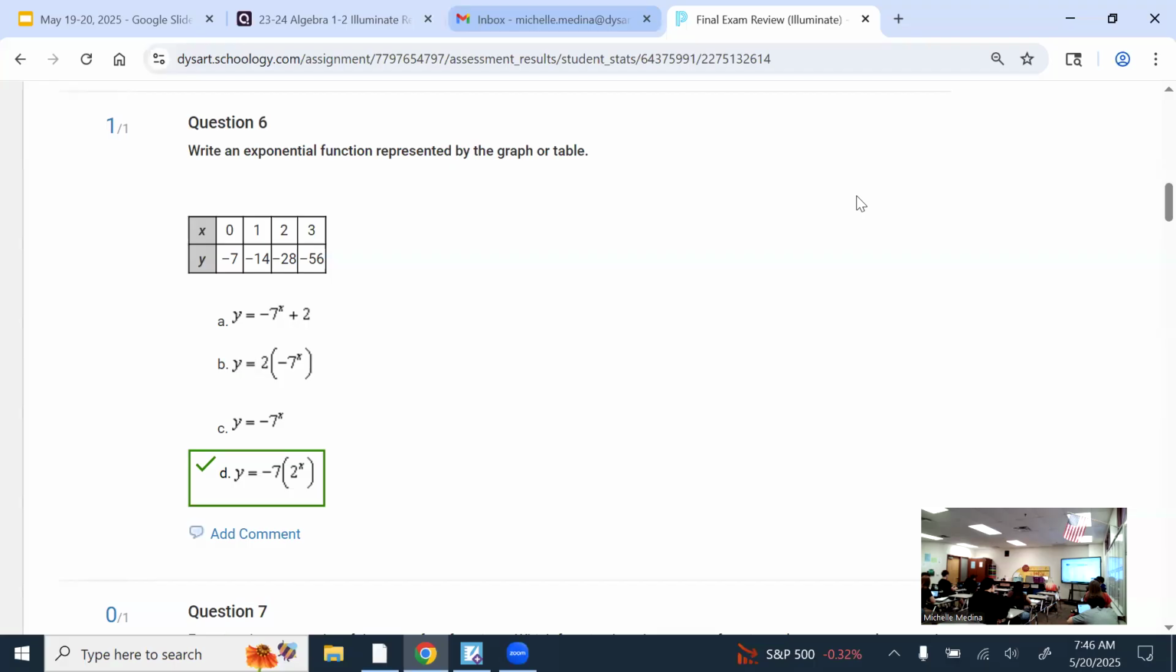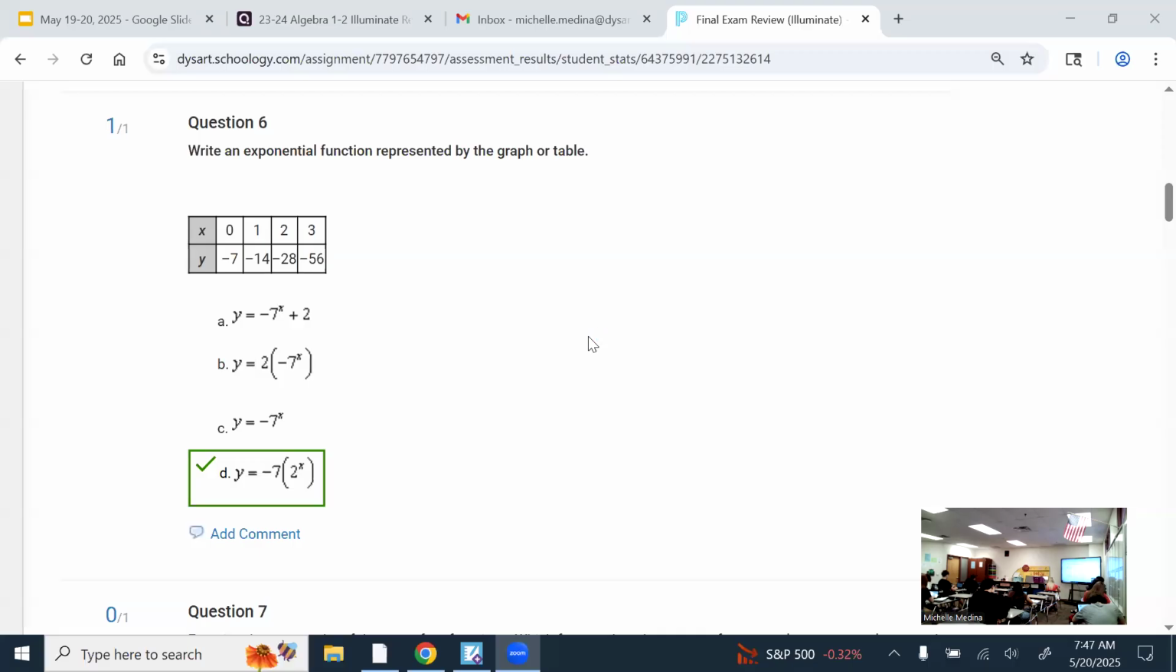If you're doing the green assignment in Schoology, it's different practically every time you take it. So your odds of seeing this one are about 1 in 10. But you will have a similar one on your final. So we have: write an exponential function represented by the graph or table. Looks like we have a table right now.